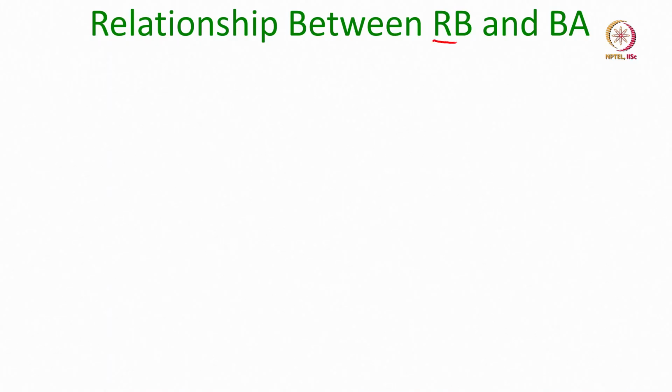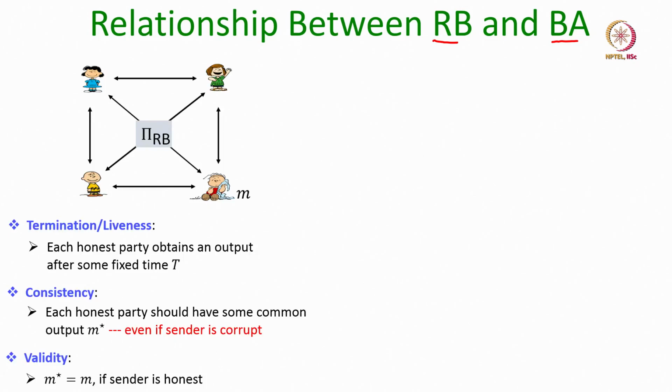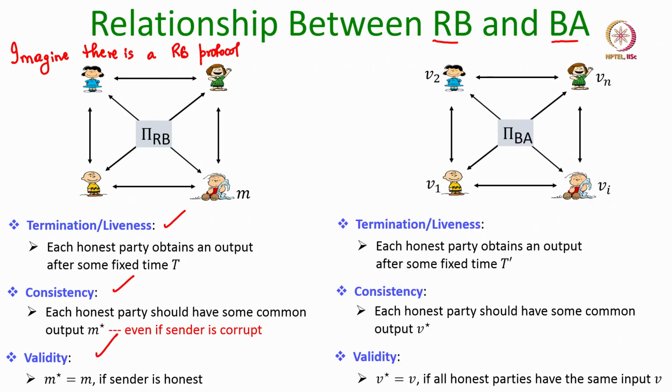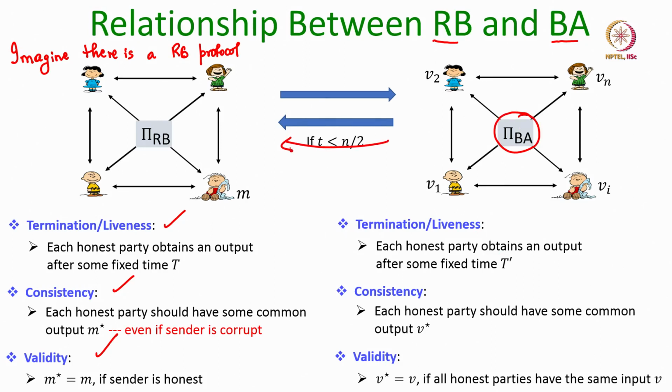Now, let us see the relationship between the RB and the BA problems. From the problem descriptions, they might sound very similar, but they are not, but there is a very nice relationship between the RB and the BA problem. So, imagine you are given an RB protocol. We do not know the details, but imagine there is a sequence of steps which satisfies these three requirements. Now, given this, we can design another protocol solving the Byzantine agreement problem. That is a relationship in one direction, and we can show the relationship in the other direction as well. Namely, if there is a Byzantine agreement protocol, then using that protocol, we can solve the reliable broadcast problem as well.